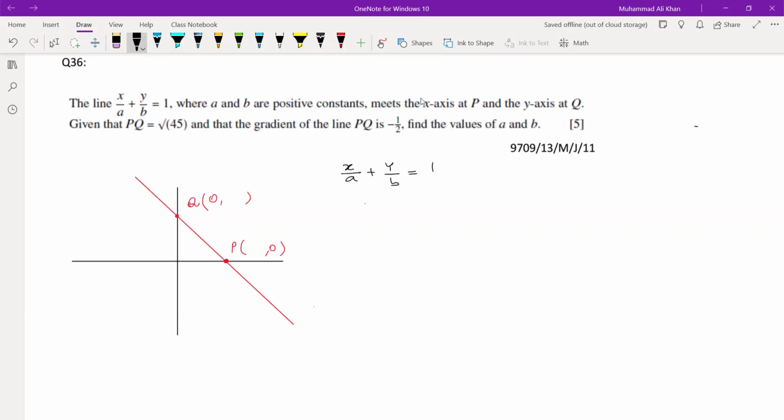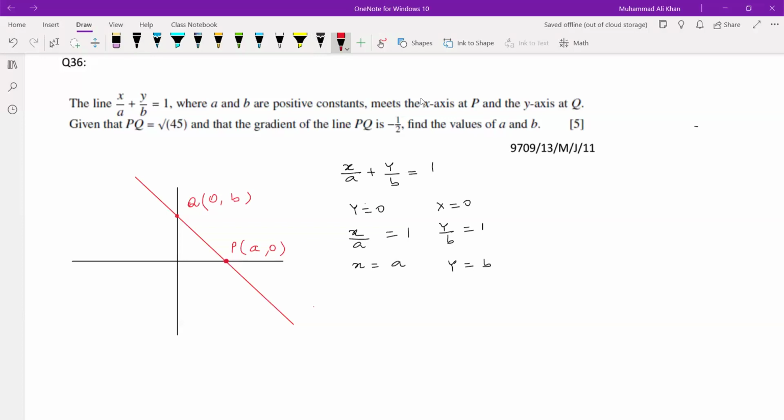So for P, y equals 0. Therefore it will be x over a equals 1, so the value of x is a. So the coordinates of P are a, 0. Same as when x equals 0, then y over b equals 1, and the value of y is b. Therefore, the coordinates of Q are 0, b. Yes or no? Yes, right?